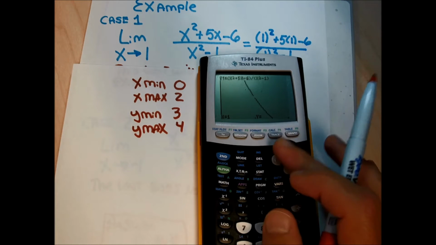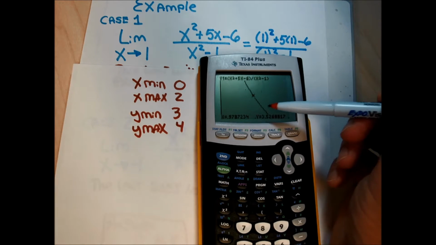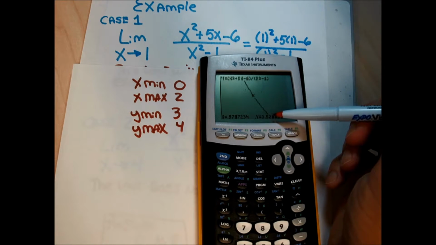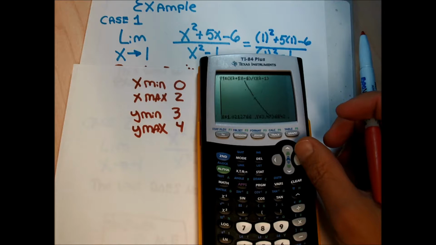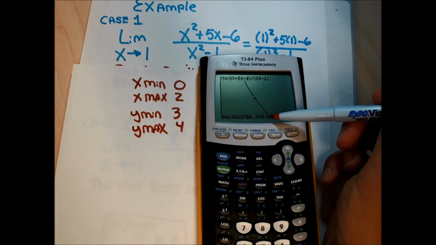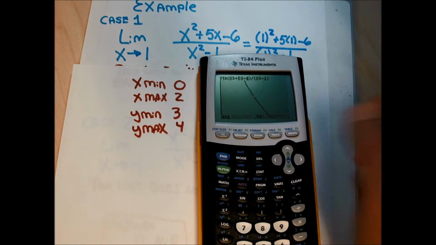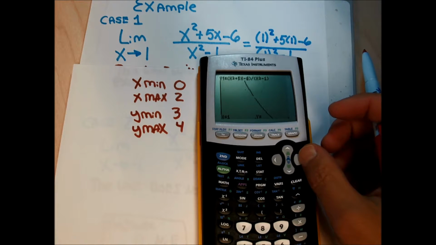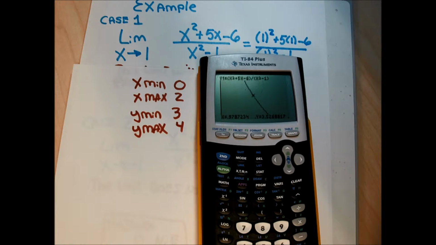So I'm going to hit my trace button. If I trace just to the left of that hole, I see the y is 3.52. So that means that's kind of an upper bound on my limit. And if I hit my trace button and trace to the right, I get 3.47. So the best I can do with this window in my calculator, because the limit is right there, the y value of that point, the limit is somewhere between 3.47 and 3.52.